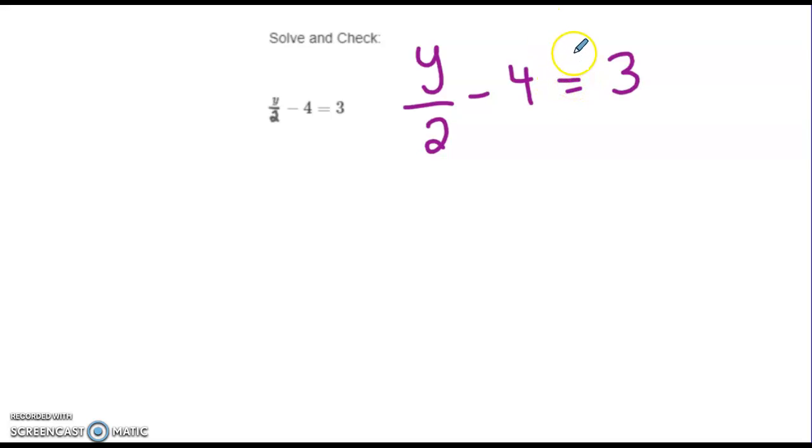Let's look at this next problem. We want to solve and check. I'm going to write it bigger. Okay, so just like every single problem, we're going to draw a line down the equal sign and we're going to box off our letter.